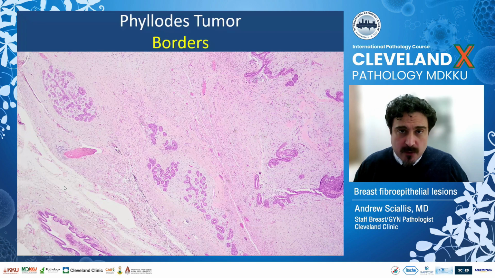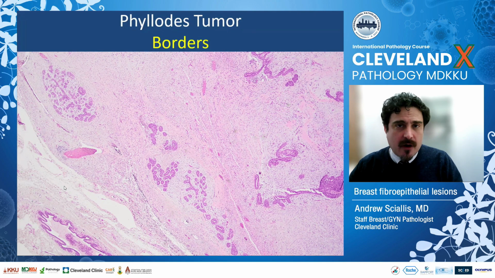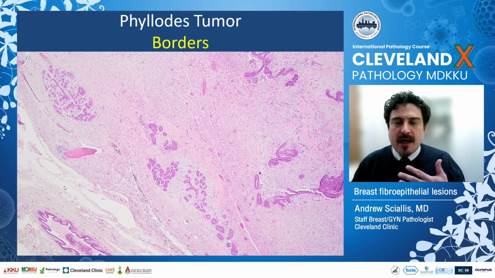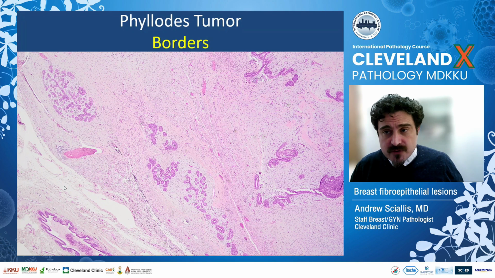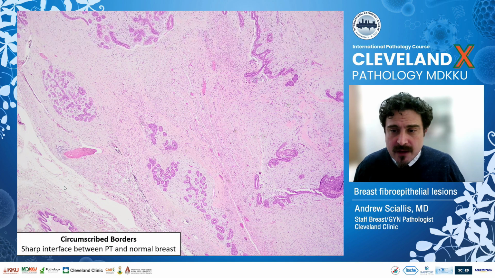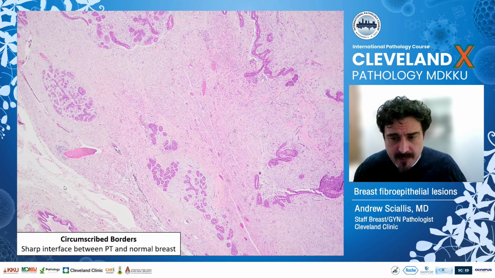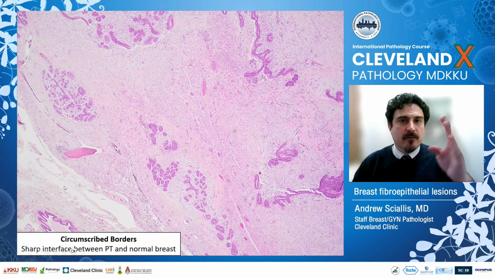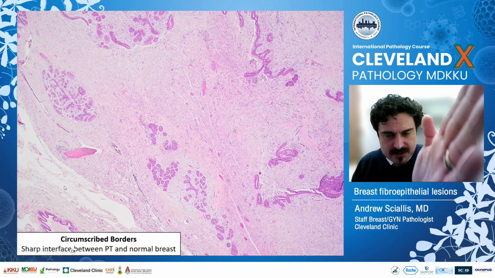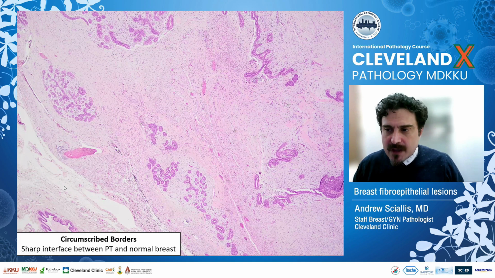Borders for a phyllodes tumor. So we looked at the cellularity, we looked at the architecture. Is it intracanalicular? Does it have big leaves, small leaves? And some of the cellularity of the stroma. So now let's take a look at the borders. In a lot of particularly benign phyllodes tumors, there's a sharp interface between the phyllodes tumor and the background normal breast. You can almost draw a perfectly round line, or a perfectly straight line between the two.